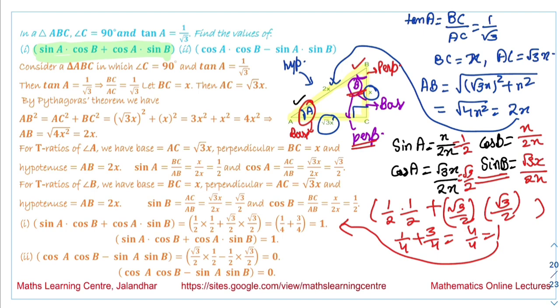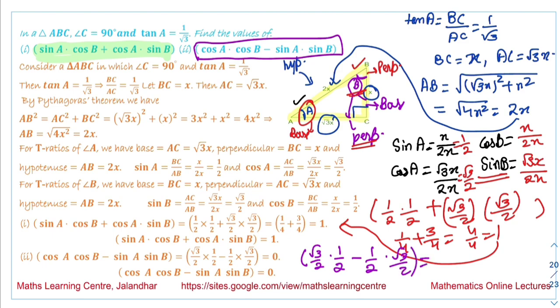In the second case, we have cos A. The value of cos A is root 3 by 2 into cos B, it is 1 by 2, minus sine A is 1 by 2 into sine B is root 3 by 2. The answer we get, it is root 3 by 4 minus root 3 by 4, and the answer comes out to be 0. We are saying the final answer in this case comes out to be 0. So the value of this term we get, it is 0.